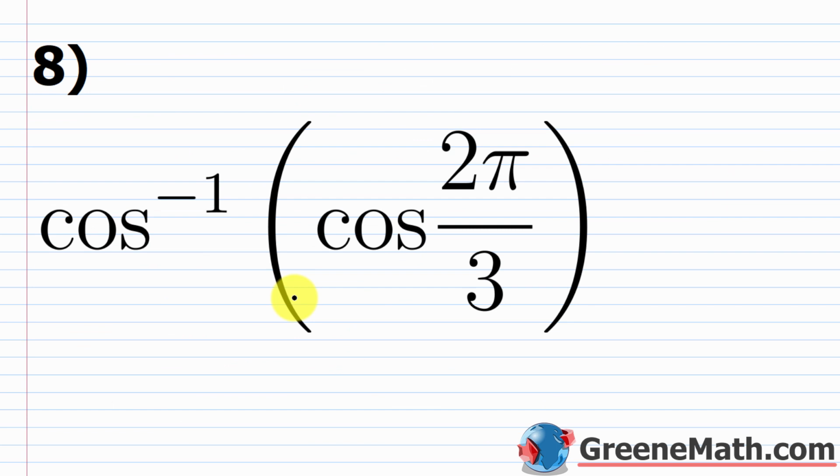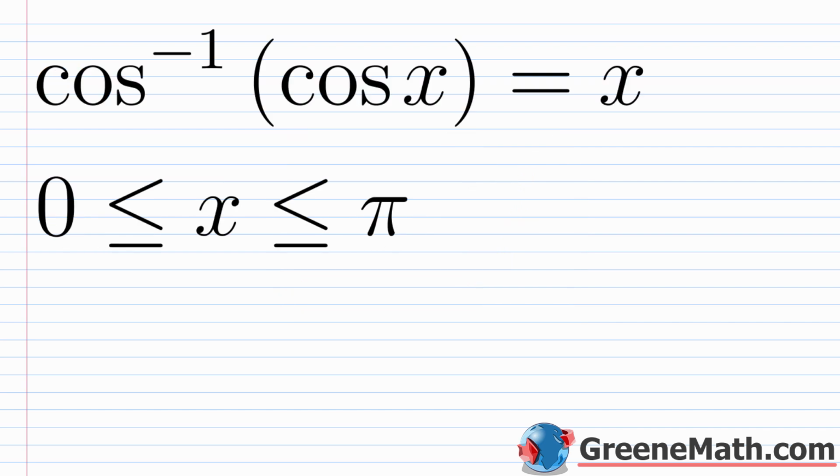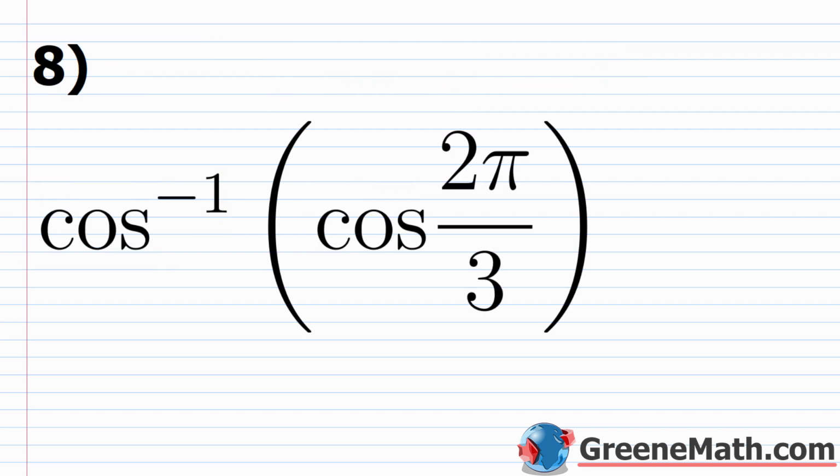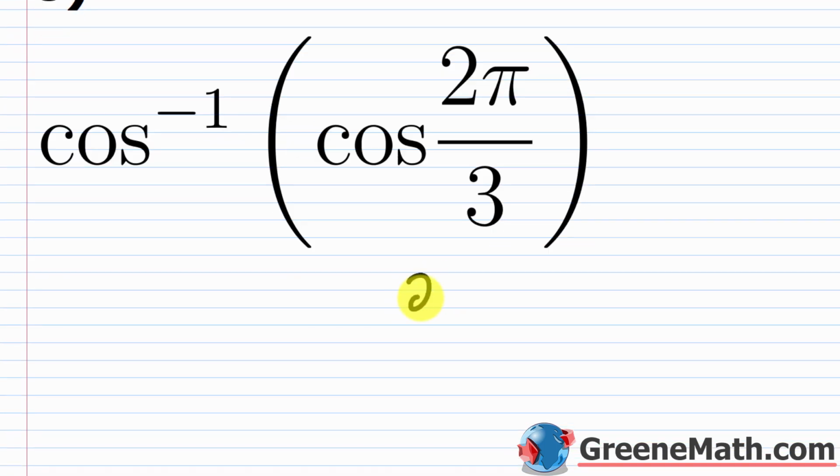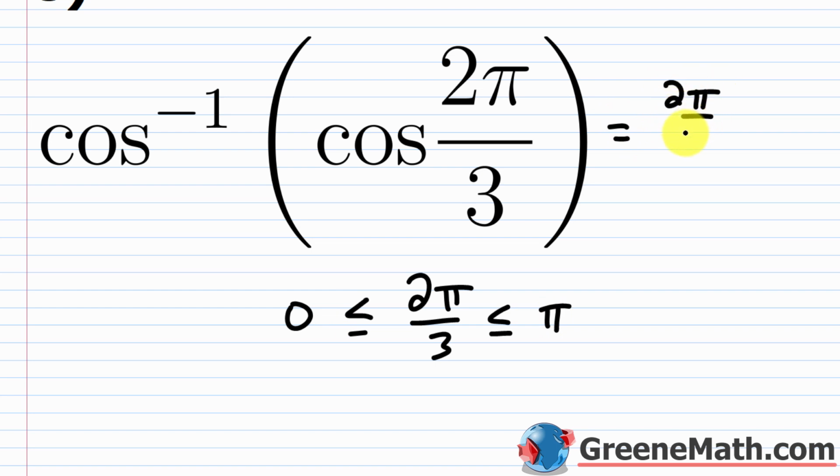All right, let's take a look at problem 8. So we have the inverse cosine of the cosine of 2 pi over 3. For this particular one, you can actually use the cancellation property. So the inverse cosine of the cosine of x is equal to x if x is greater than or equal to 0 and less than or equal to pi. So coming back, if we think about this, is 2 pi over 3 greater than or equal to 0 and less than or equal to pi? Well, yeah. 2 pi over 3 is greater than 0 and it's less than pi. So we can just answer right away that this is 2 pi over 3.